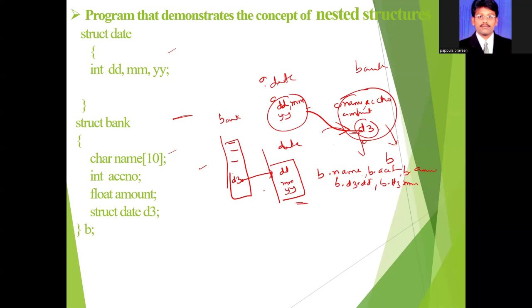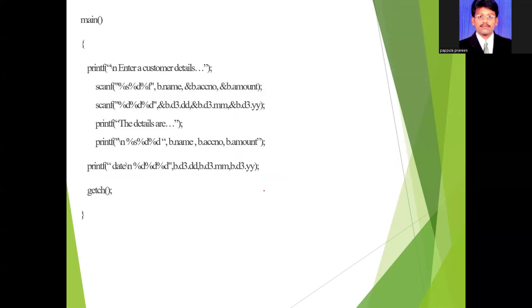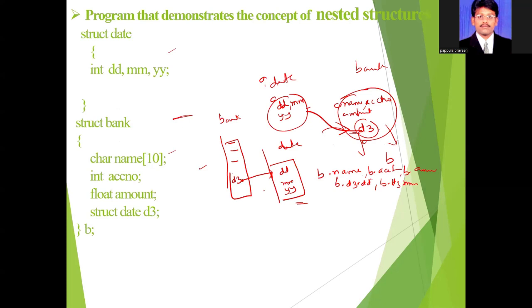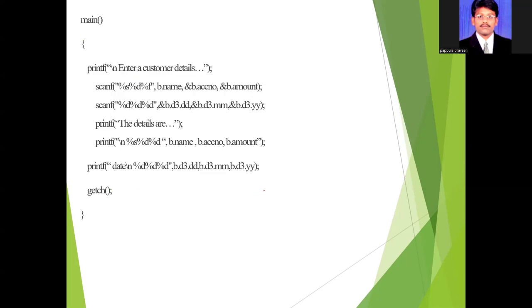Now go to the program. See, same way: B dot name, B dot account number, B dot account. That is acceptable because these are all the members in the bank. Right. Now what about date? Observe. Date is also a separate structure. Now we have some members there. Those members are accessed only through that object. That object is declared in the bank.